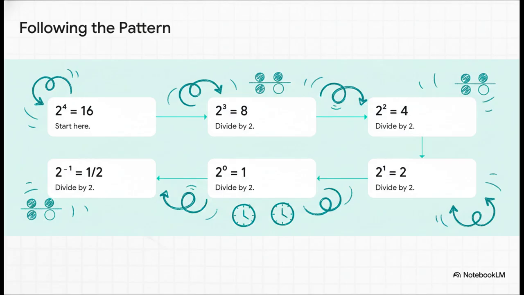Divided by 2, it's 1. So 2 to the 0 has to be 1. And what if we go one step further? What's 1 divided by 2? Well, it's 1/2. So 2 to the negative 1 power is 1/2. See, the pattern just works perfectly.